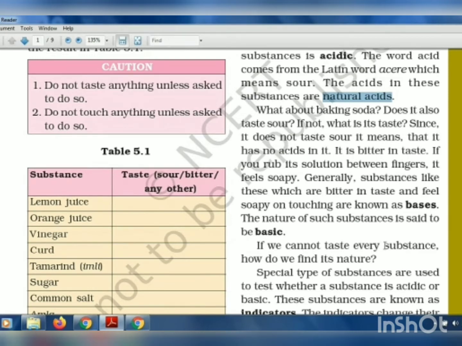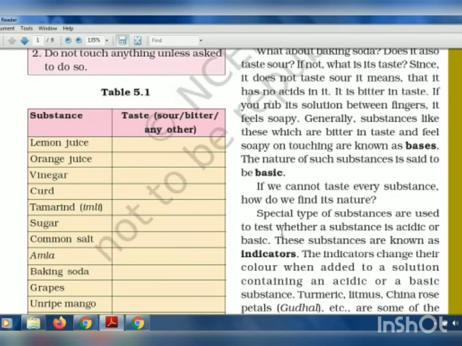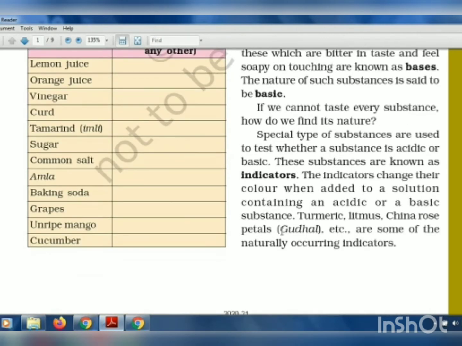If we cannot taste every substance, then how do we find its nature? Yes, the things which we can eat, we can come to know the taste. But there are many chemicals. So how can we find out whether that chemical is acidic or basic? To find out these things, we have special substances. To test whether a material is acidic or basic, we have a special type of substance which is called indicators.